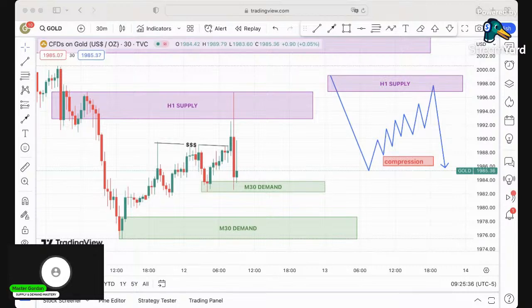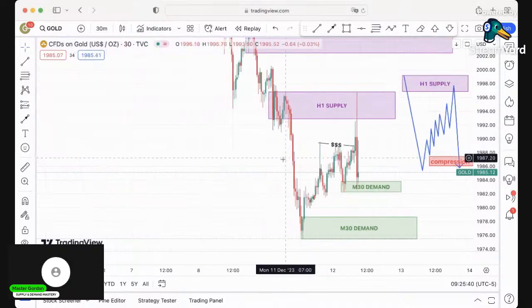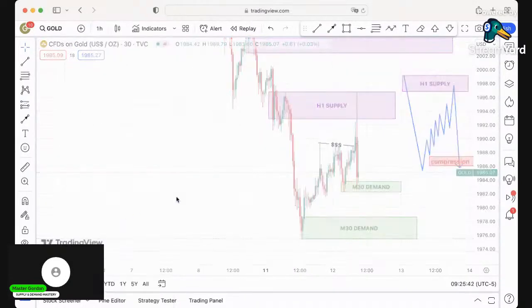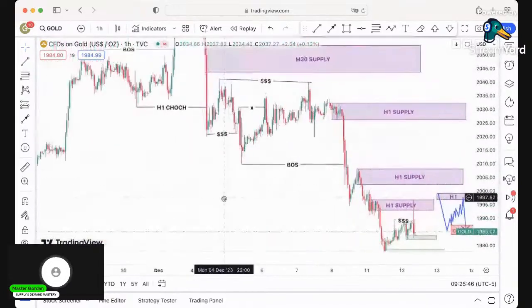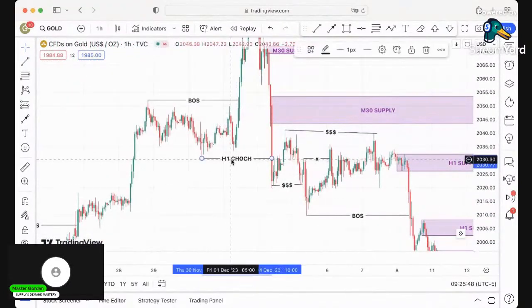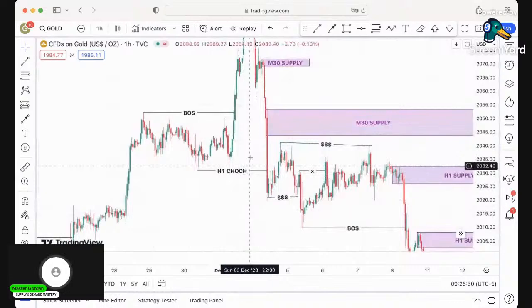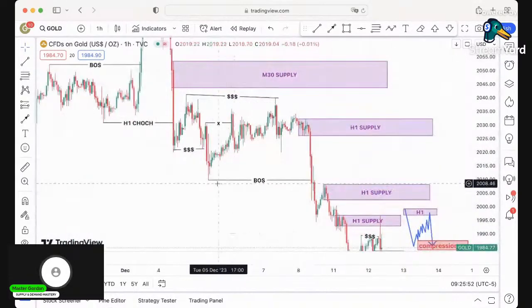So the current gold is still in a bearish structure, guys. Very obvious. This is the bearish structure. Where is the change of character? The change of character is right here. So after the change of character, then we have another break of structure.